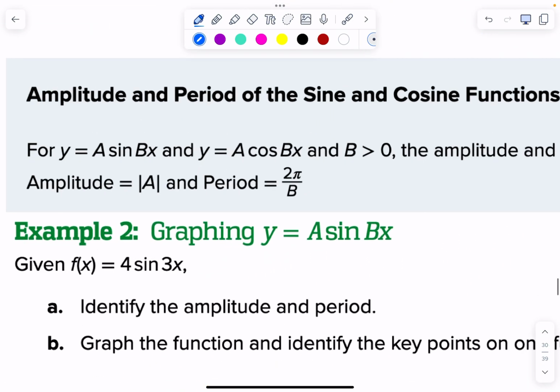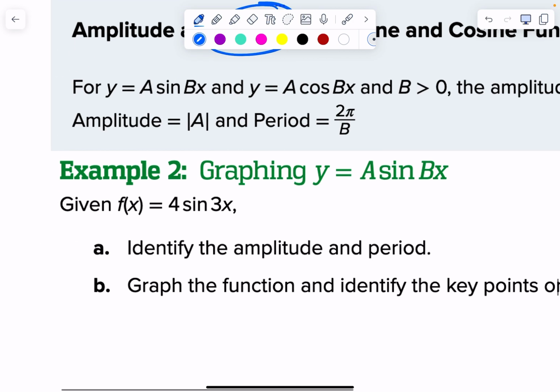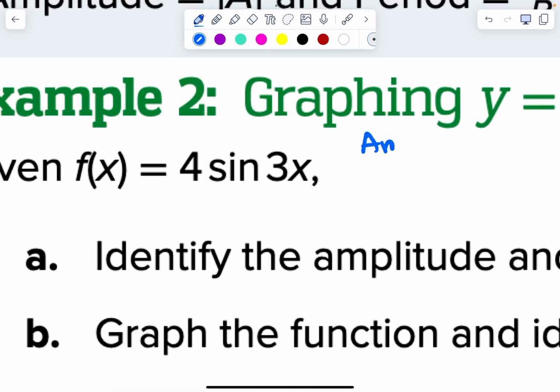Okay, this is all talking about period. So they have changed our amplitude. What's our amplitude, by the way? Amplitude is now 4, so it's 4 tall and 4 low, so 8 altogether, right? Amplitude is 4. And then we have something called the period.